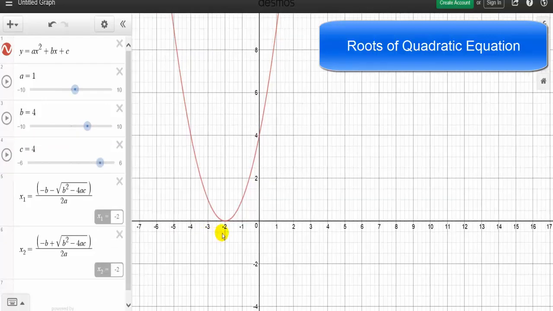And this is shown here. A quadratic curve might not cut the x-axis at all.